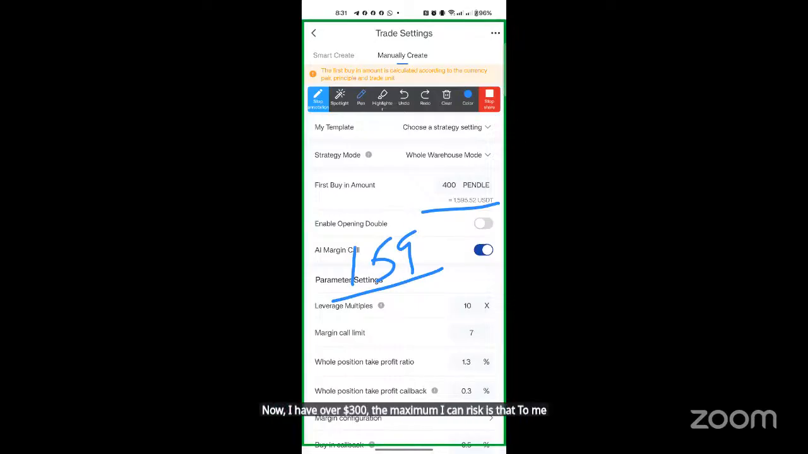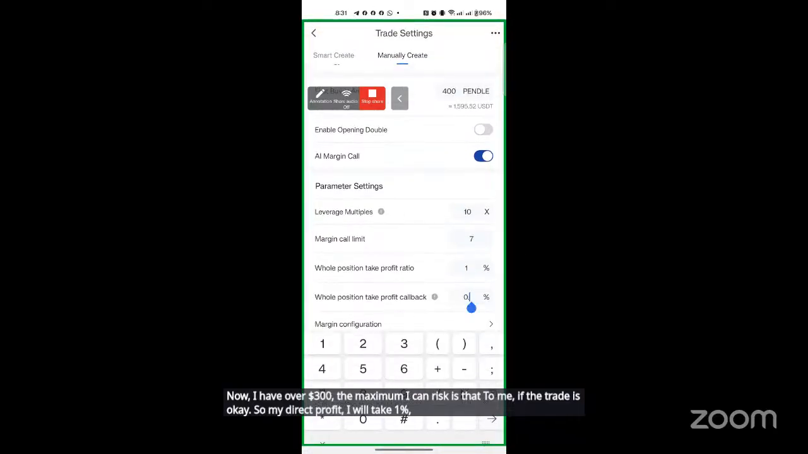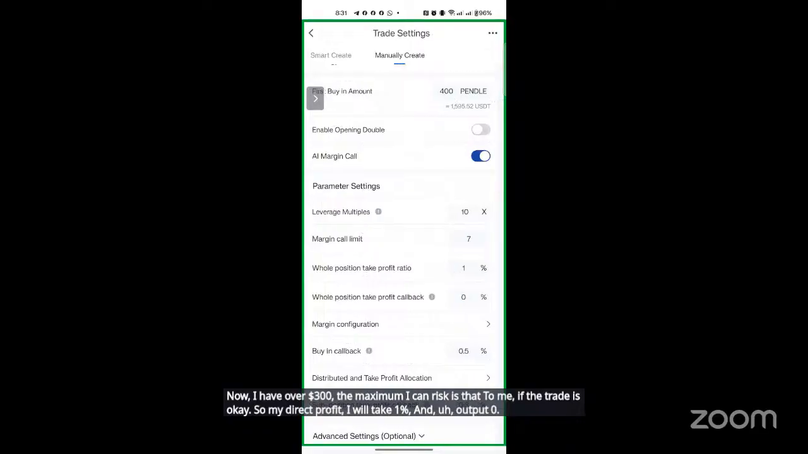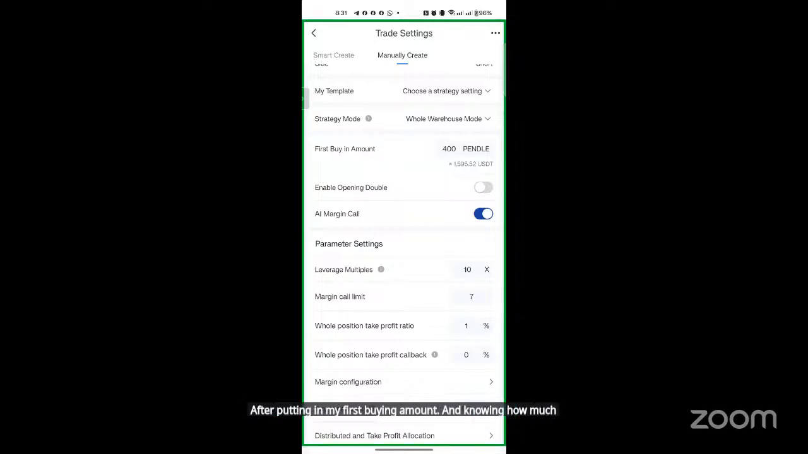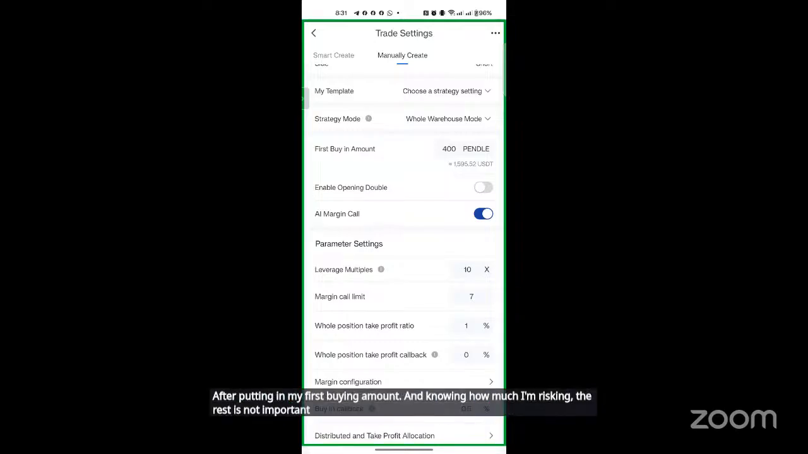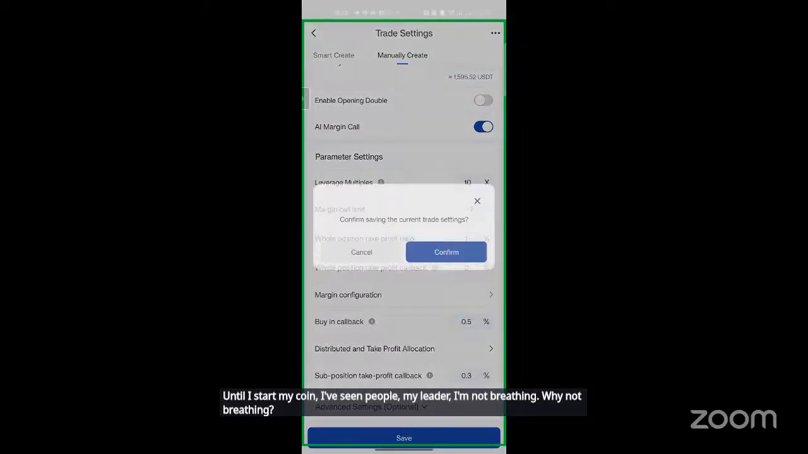To me, if the trend is okay, my take profit, I'll take 1%. The rest is not important until I start my coin. After putting in my first buying amount and knowing how much I'm risking, the rest is not important until I start my coin. Give me a yes if you understand. These other margin calls are not important until I start my coin. I've seen people, my leader, not breathing. Why not breathing? You just need to start the coin.